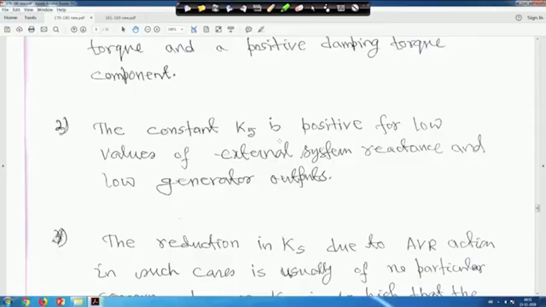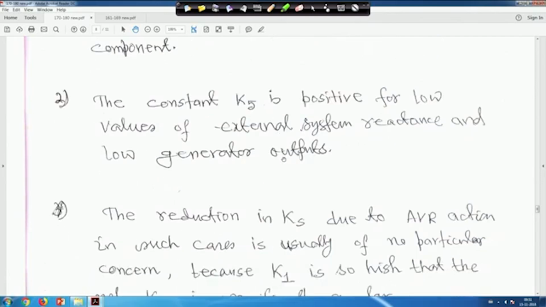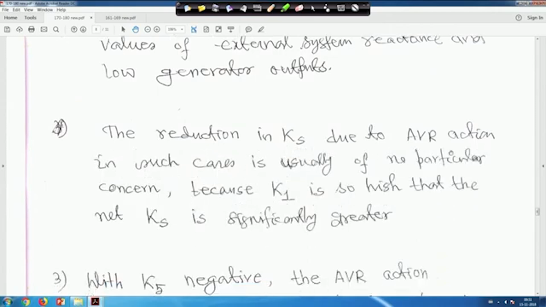Now, number 2, the constant K phi is positive for low values of external system reactance and low generator outputs. The reduction in K2 due to AVR action in such cases is usually of no particular concern, because K1 is so high that the net K is significantly greater. Actually, delta TE is equal to K2 delta psi FD plus K1 delta delta. So, although the delta T component due to delta psi FD will be very small compared to the K1 value, it is not that significant, because ultimately it will be K1 plus K2 delta psi FD into delta delta. Even if K2 delta psi FD is reduced, it does not matter, because K1 is quite high for a given operating condition.